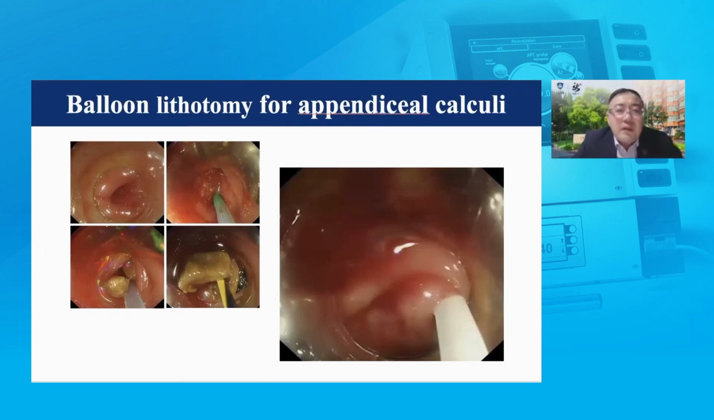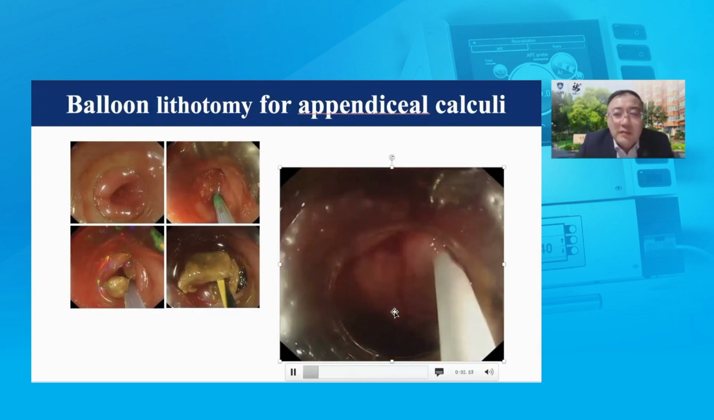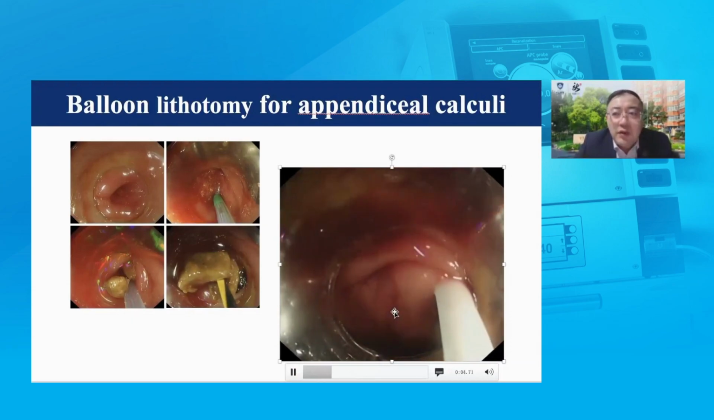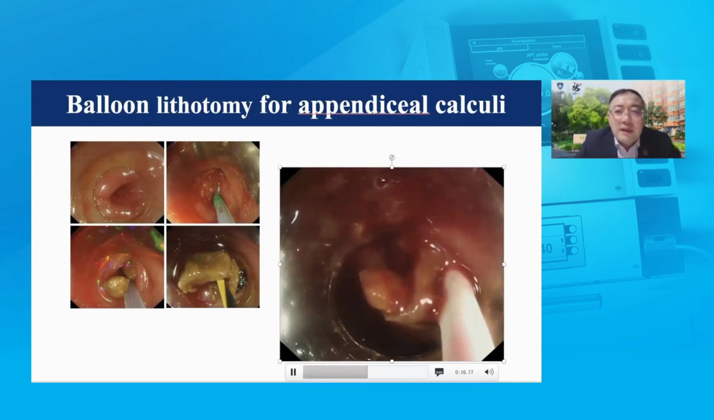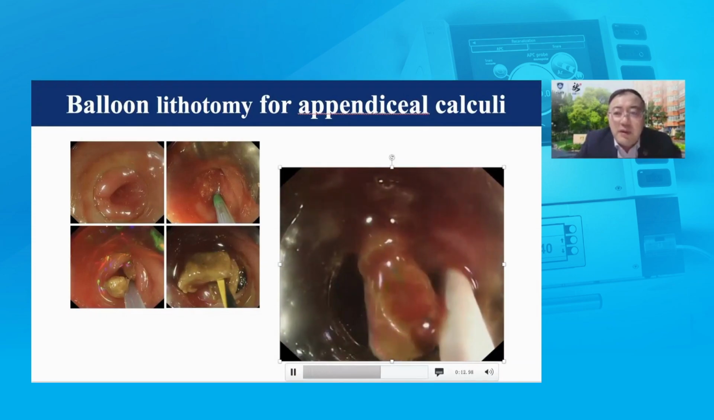For extra pancreatitis in China, a new technique named ERET was performed. So we use the balloon to remove the appendicoliths from the appendical lumen, so that the appendix can be kept.